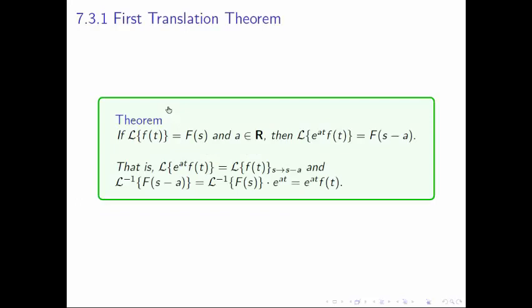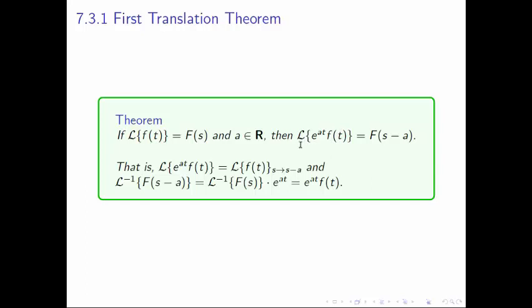So first of all, in 7.3, we are introduced to the first translation theorem. Now this theorem says that if you already know the Laplace transform of a function, so we're familiar with the property of a particular function, for a constant a, so a is any real number, then the Laplace transform of the product of e to the at times a function f of t, so this would be an exponential times a function you are already familiar with.